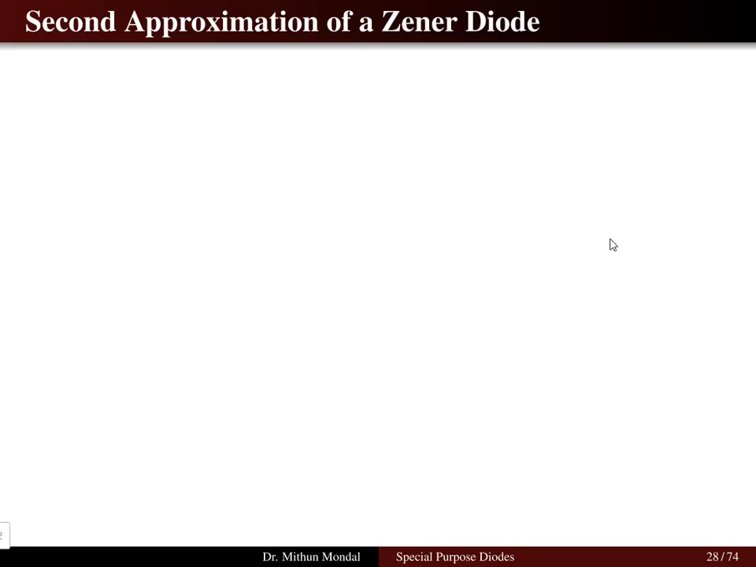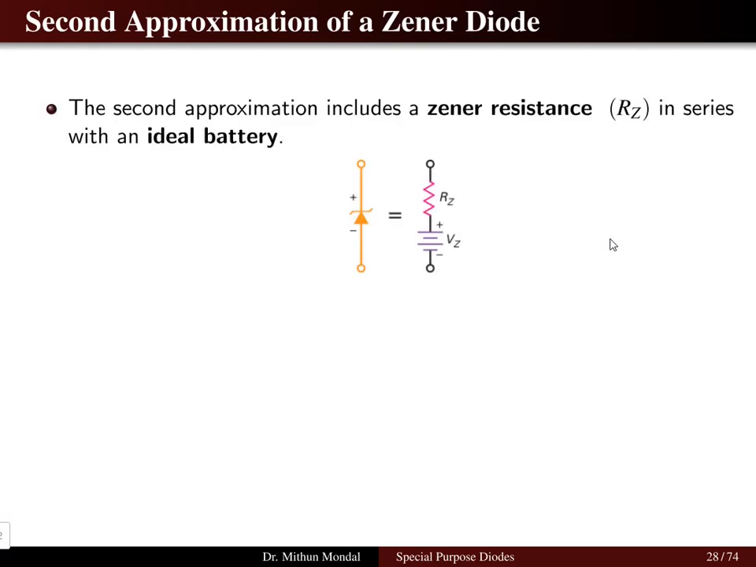Welcome back. We were discussing in Fundamentals of Electronics about the Zener diodes. We saw the Zener diode used as the voltage regulator. Let us see what is the meaning of the second approximation of the Zener diode. Although the second approximation we have already covered for the diodes in the previous lecture.